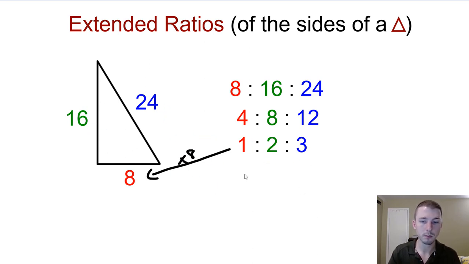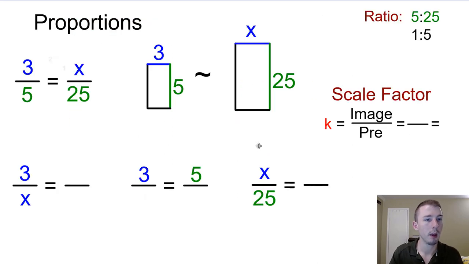So extended ratio. Proportion. So let's set up one here. So we have 3 goes to x, just as 5 goes to 25. So we set it up. We're good. The next thing we would want to do, you could cross multiply if you want to, but on this one, it's actually pretty simple. You might even be able to see what the scale factor is. So on this one, what am I multiplying by to go from 5 to 25?